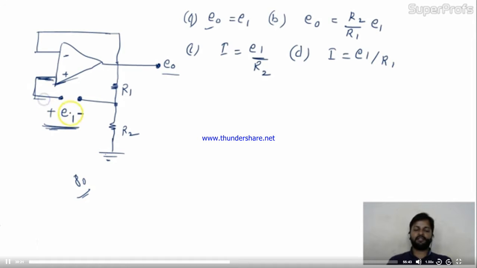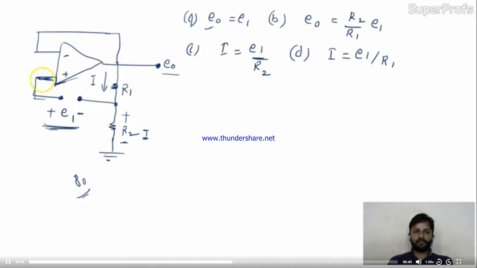But your E1 is with respect to this point also. In this circuit, the current I is given. So I need to calculate the total voltage at this point, and that will be equal to E0. So this current I is coming. This is the open circuit, so definitely some voltage drop will be there across this, and the voltage drop will be R2 into I.